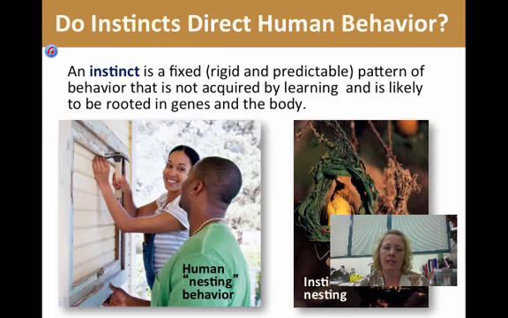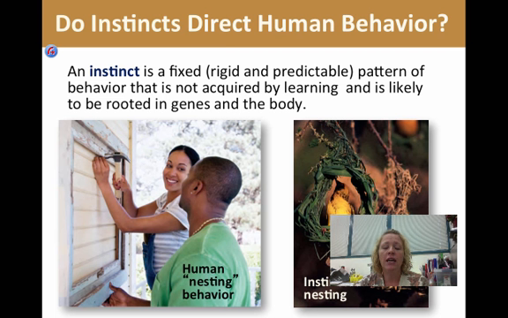So one of the most basic things in terms of motivation that's out there is an instinct. Okay, now the big question is how much do instincts direct human behavior? How many instincts do we have left over the course of evolution? So an instinct is a fixed or rigid and predictable pattern of behavior that is not acquired by learning and is likely to be rooted in genes and the body.